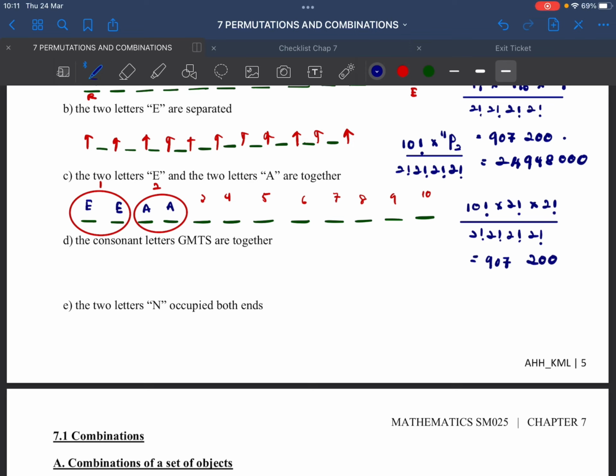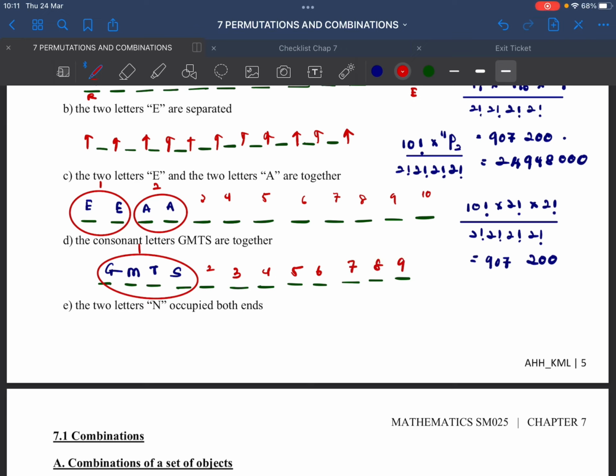Okay, so question D. The consonant letters G, M, T, S are together. Macam biasa, bila together je kena buat circle. Okay, kita ada 1, 2, 3, 4, 5, 6, 7, 8, 9, 10, 11, 12. G, M, T, S. Bila together je buat circle. Consider circle tu sebagai 1. Okay, and the rest sambung. 2, 3, 4, 5, 6, 7, 8, 9. So ada 9 tempat dekat situ. So that's going to be 9 factorial.